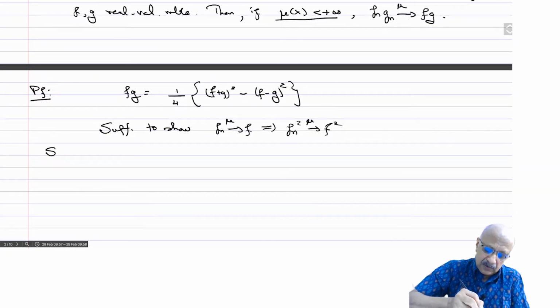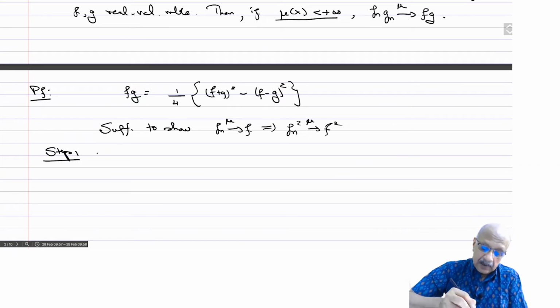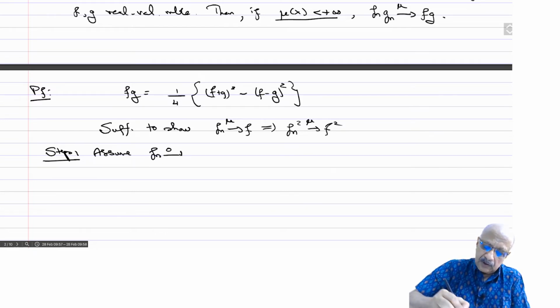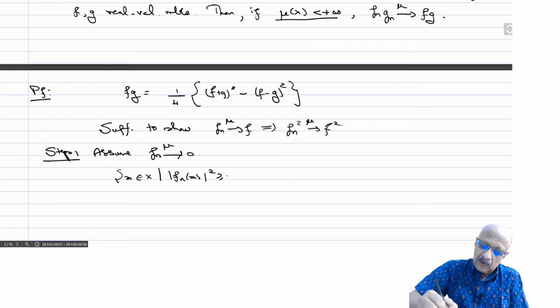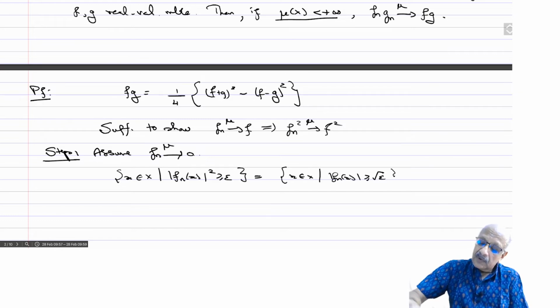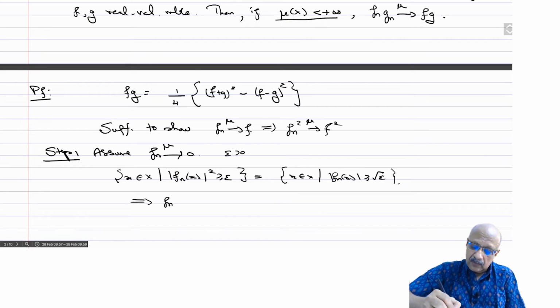Now this is done in a few steps. First step, you assume f_n goes to 0 in measure. The set of all x in X such that mod f_n square is greater or equal to epsilon is equal to the set of all x in X such that mod f_n(x) is greater or equal to root epsilon. So it's the same thing, as epsilon is positive, and therefore this implies that f_n square goes to 0 in measure.